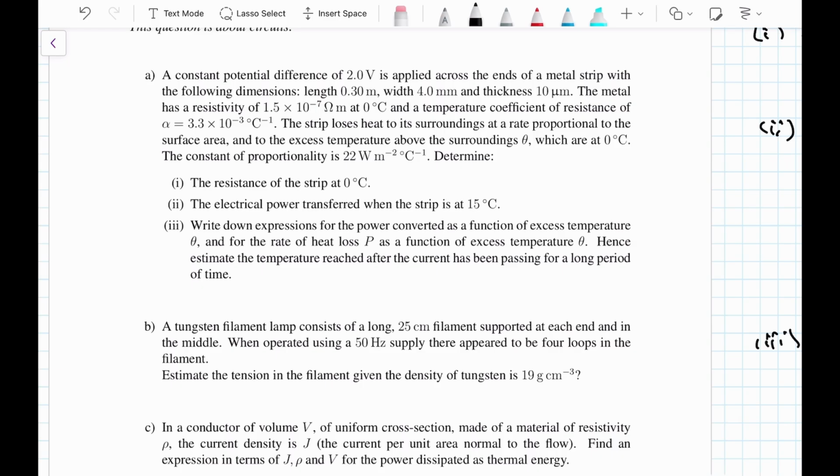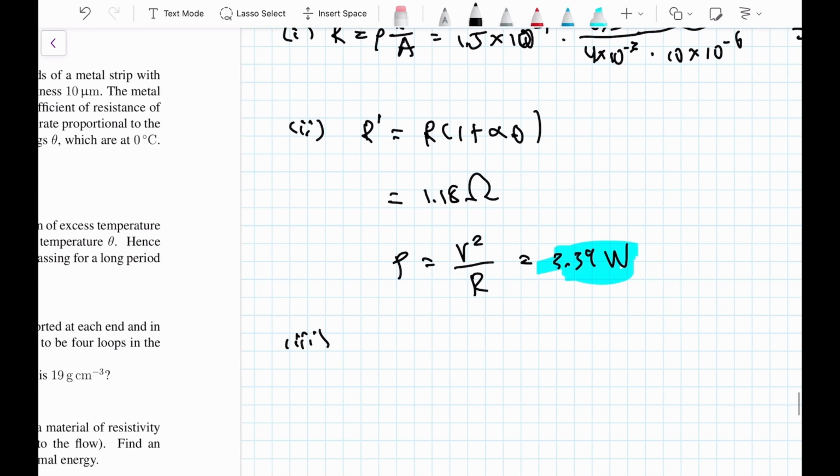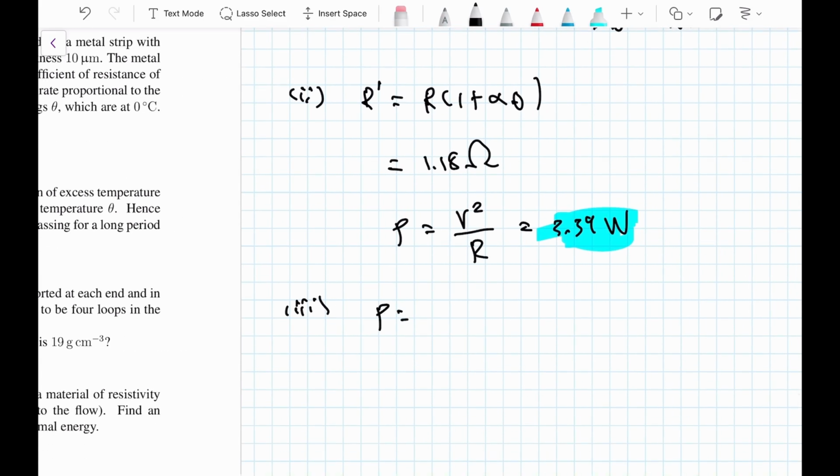So first of all, the power converted as a function of excess temperature theta. This should be pretty simple. So we have P is equal to V squared over R. So we should have something like this.